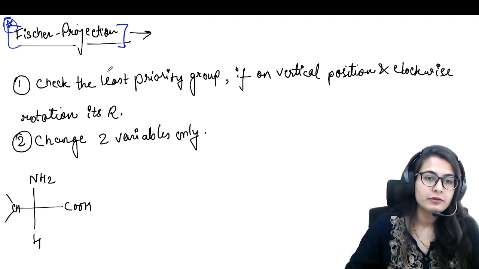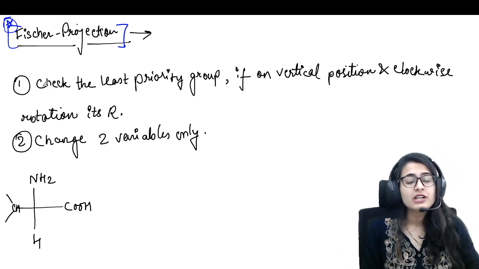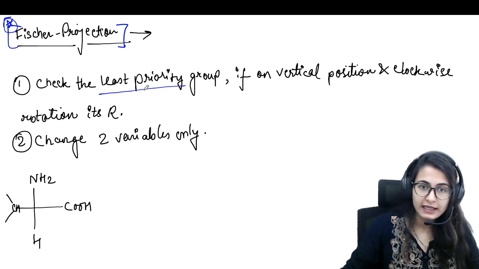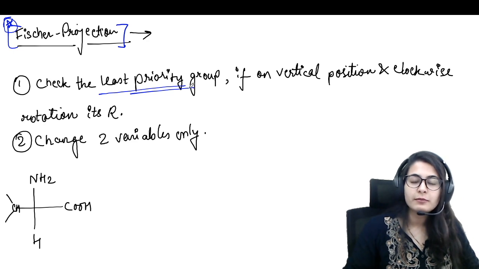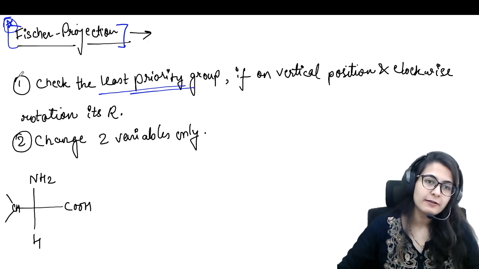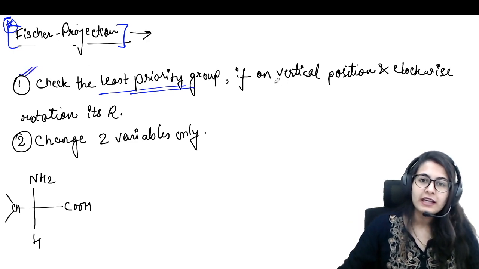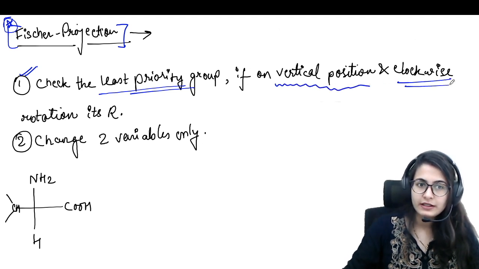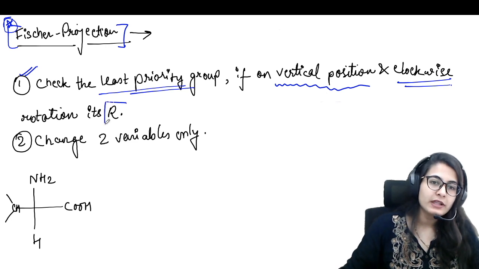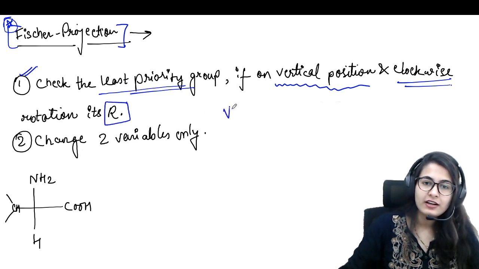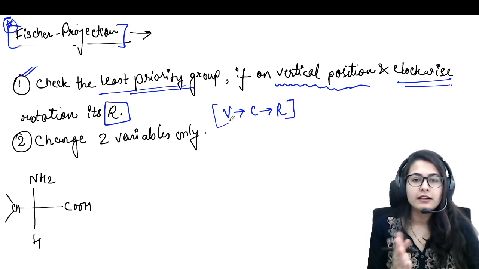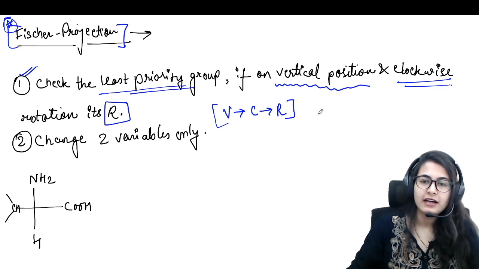Once again, in the Fischer projection, you just have to take care of where your least priority group is. Priority order once again from the CIP rules. If the least priority group is on the vertical position, and if the rotation is clockwise, it is going to be an R. So, basically, vertical, clockwise, and R. This is what you are going to follow. Just remember the sequence V, C, and R.